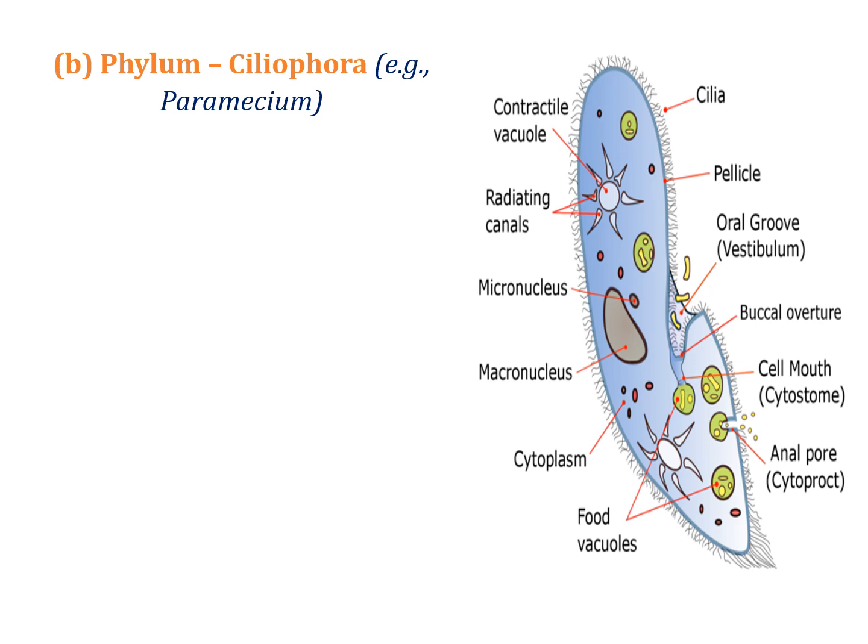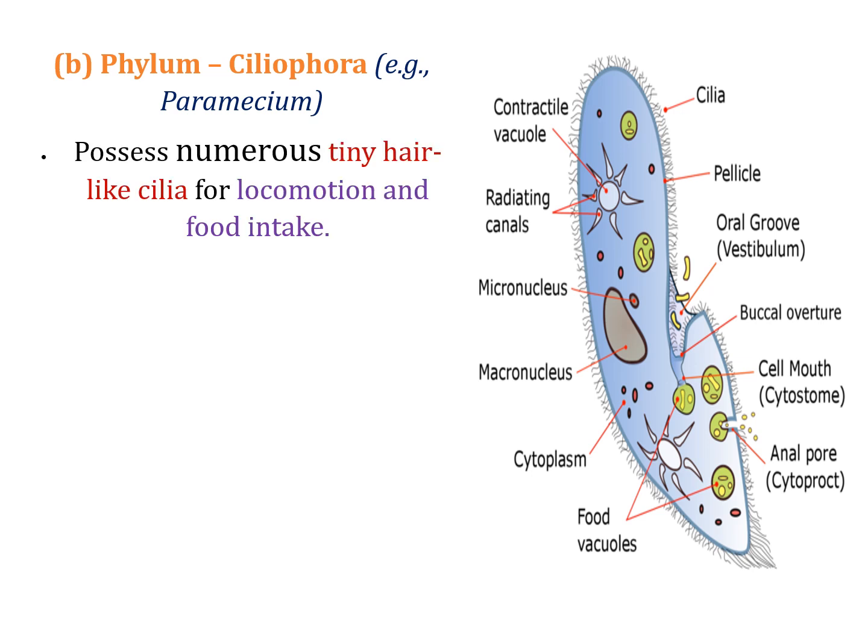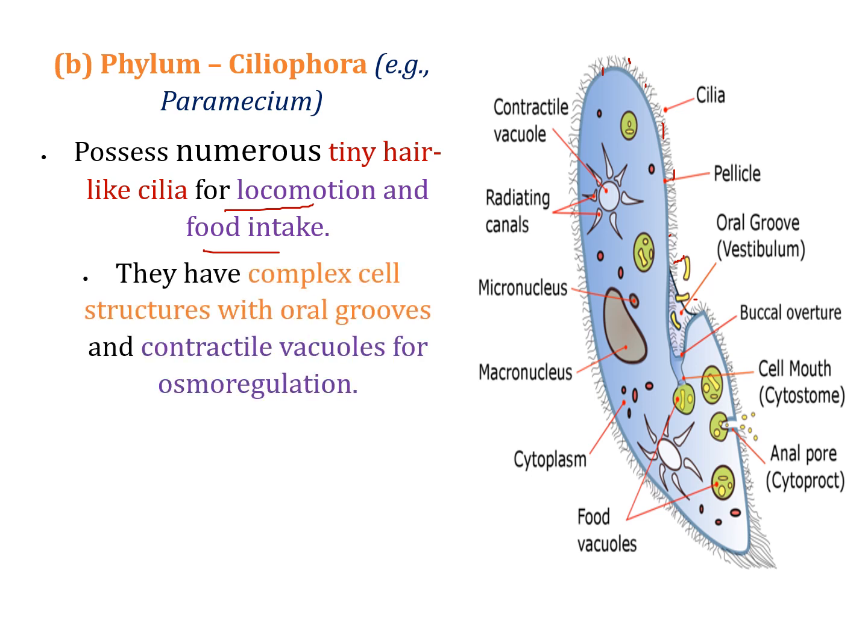It includes the paramecium. They possess numerous tiny hairs like cilia for locomotion and food intake. Here you see the number of cilia present on the surface. They have a complex cell structure with oral grooves. Here are the oral grooves, and the contractile vacuoles for osmoregulation.